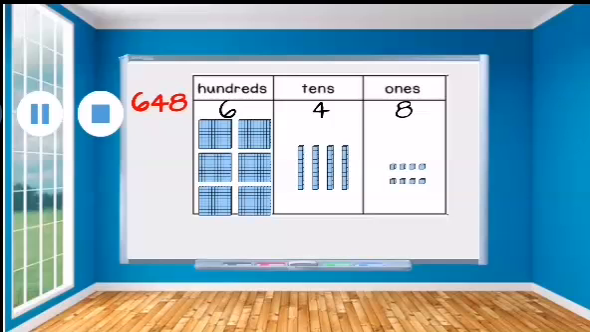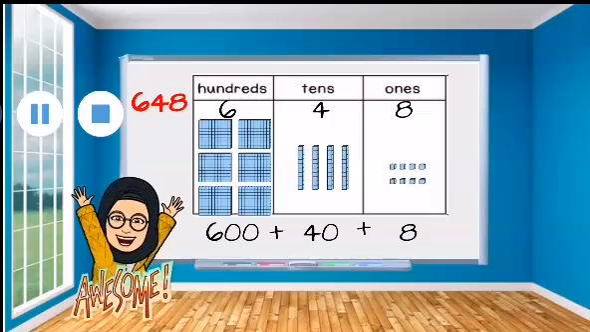Let's think now about the values of each digit. So 6 hundreds, the value of 6 hundreds is 600, yes. The value of 4 tens is, right, it's 40. The value of 8 ones is, good job, it's 8. Now to make it an expanded form, I should put the pluses between the values. So 600 plus 40 plus 8 is the expanded form of 648. Awesome.